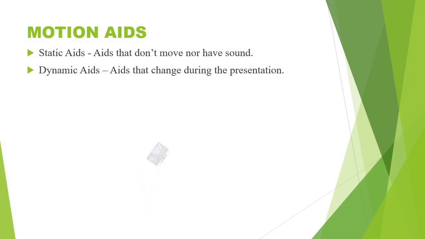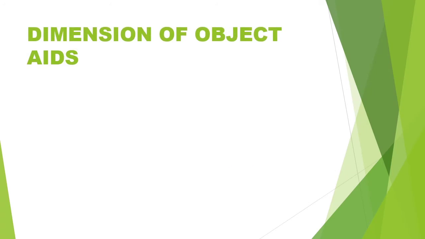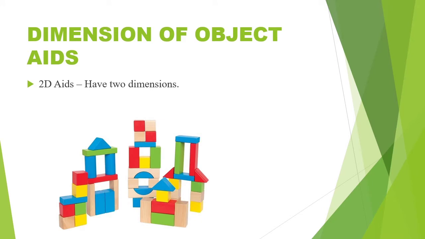And now let's go to the dimension of object aids. First, we have the 2D aids that have 2 dimensions, such as width and height. For example, we have building blocks, where the majority of us in our younger years played with this type of toy or material, which basically has shapes in it. They have triangle, square, rectangle, circle, cylinder, anything that has shape that you can actually form something into, from which you can acquire information that you need to learn.